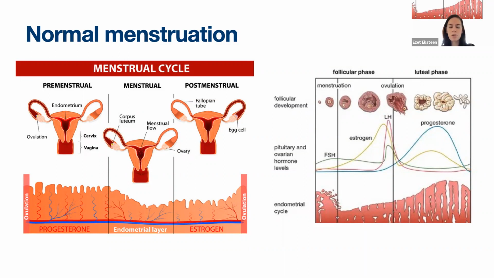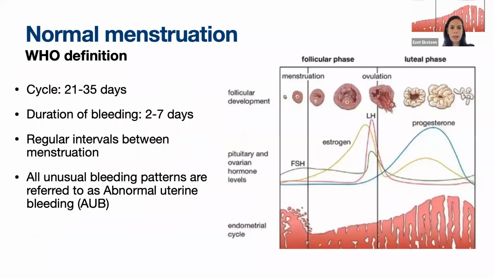This is basically where your body picks up that there was no implantation, and the uterus then sheds this extra lining, if I can put it like that, of your endometrium. And this is when your menstruation starts. According to the World Health Organization, the definition for normal menstruation is a cycle that's anything between 21 and 35 days, the duration of bleeding is anything between 2 and 7 days, and bleeding happens at regular intervals. Anything outside of this definition is then classified as abnormal uterine bleeding.